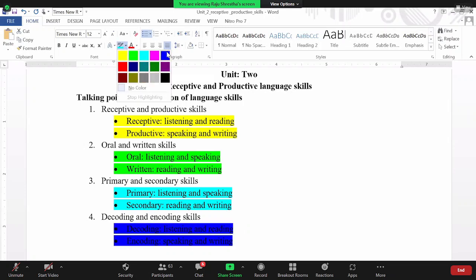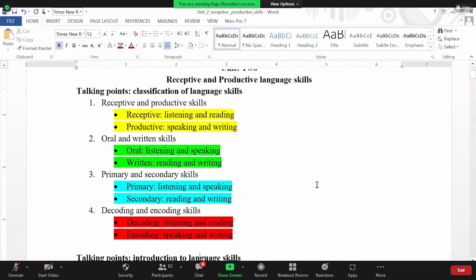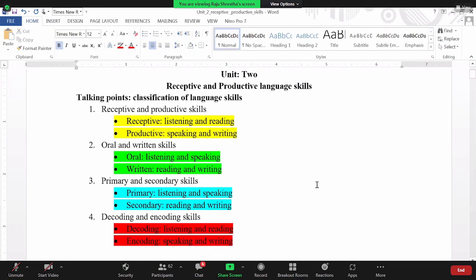So these are the classifications of skills. आखिरी त्यही चारवटा listening, speaking, reading, writing हो. These 4 skills can be categorized or classified into different groups according to some indicators or criteria. For example, receptive and productive, this is in terms of direction. यो चाहिँ के हो भने in terms of direction हो.